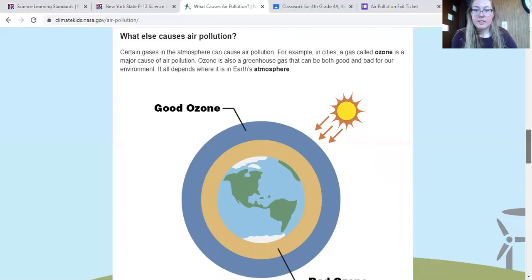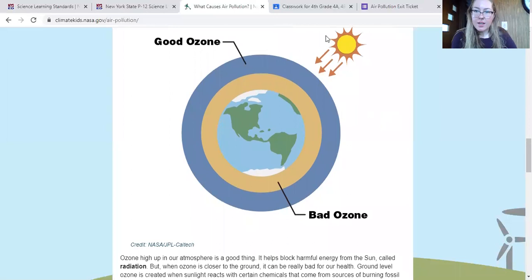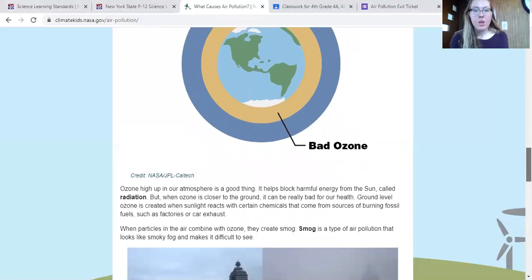So we have a really nice diagram here, and we have the sun, and its rays are shining in through our atmosphere. And so we have good ozone in our atmosphere, and that protects us from these rays. And it also helps trap some of that heat. But then in our atmosphere, we can have this layer of bad ozone. So let's see how that builds up.